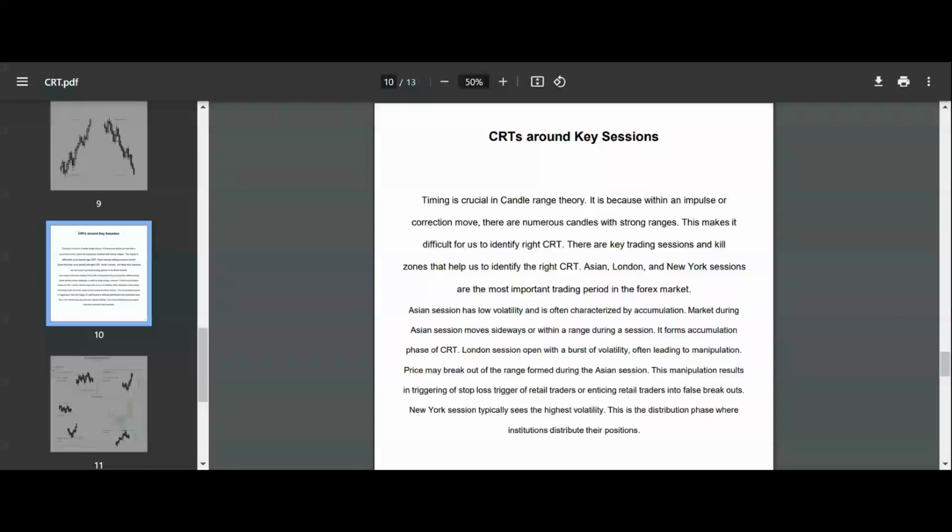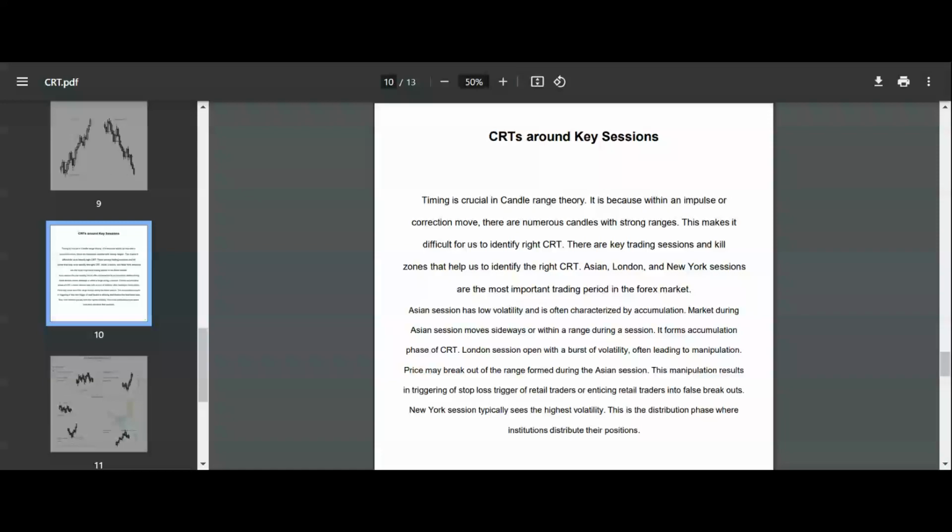All you need to focus on is three things: your three skill zones, your Asian session, your London session, and your New York session. These are the most important periods of trading the forex market. Everything intertwines and it always comes back to two things: understanding the relationship between your higher time frame and your lower time frame, and understanding ICT's AMD, accumulation, manipulation, and distribution.